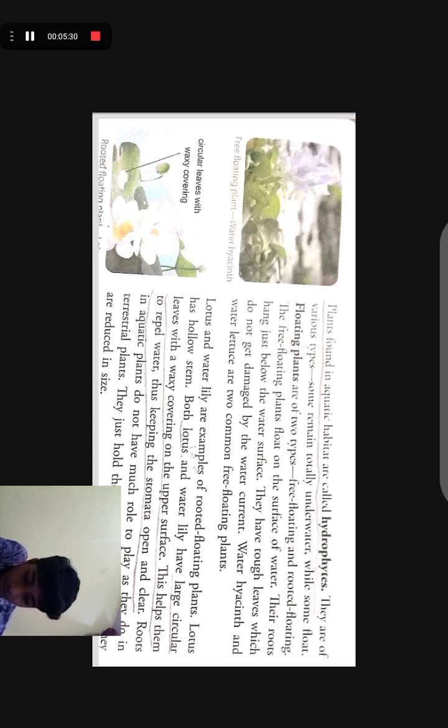Roots in aquatic plants do not have much role to play, as they do in terrestrial plants. They just hold the plant in place, hence they are reduced in size.